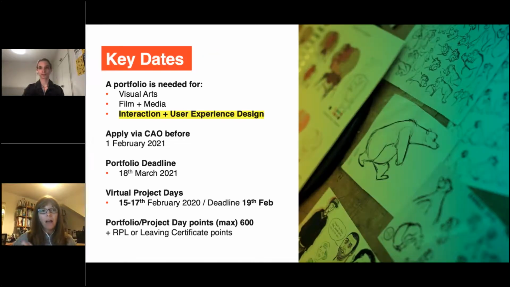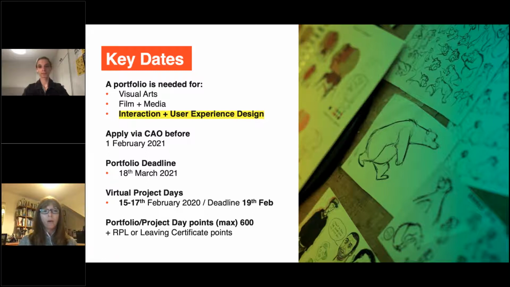Okay, so how do you apply then? Well, we have two kind of routes of application, but the main thing to understand is we do look for a portfolio or some practical evidence of your design work and your interest in design. So you need to apply via the CAO, and it's really important that you put the course down. Even if you haven't decided on the order, if you're applying for other art and design courses, it's really important that you put the course down, because any course that requires a portfolio is termed restricted entry on the CAO. In case you're wondering what that means, that's what it means.